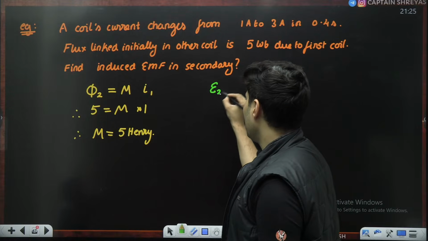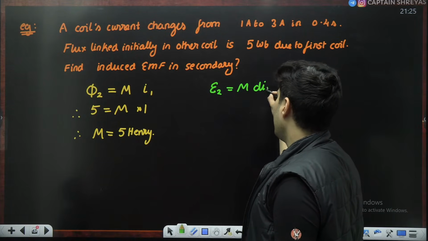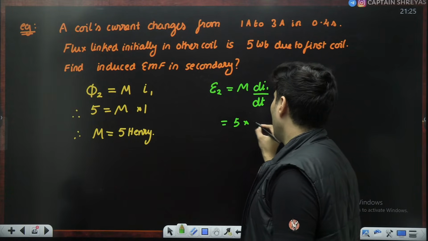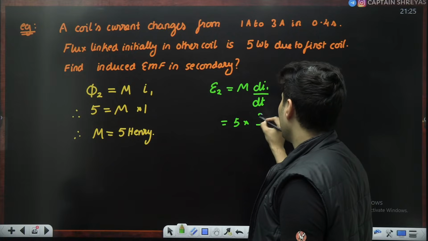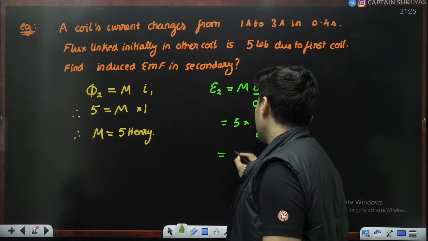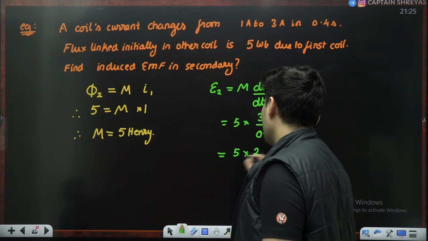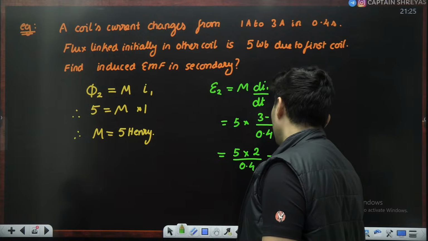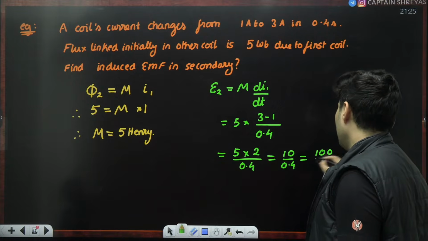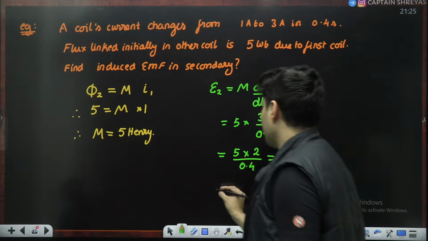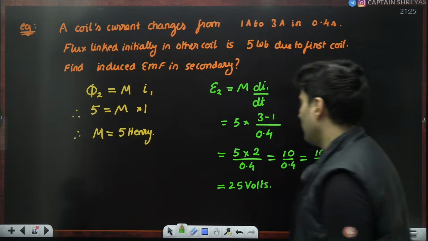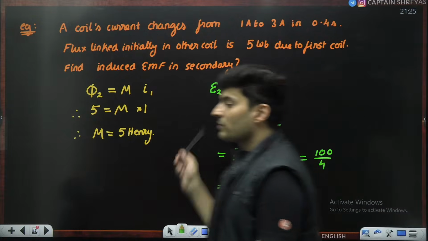The EMF induced is M times di by dt. What is the mutual inductance? 5. What is the change of the current? 3 minus 1. How much time did it take? 0.4 seconds. So 5 into 3 minus 1 is 2, divided by 0.4, which is 10 divided by 0.4, which is 100 divided by 4, shifting the decimals. So it is basically 25 volts. It is nothing but 25 volts. So that's how you can use these formulas.